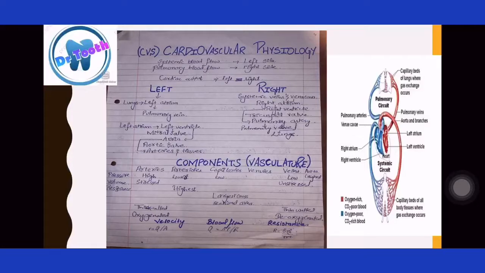So we came to know that on left side we have mitral valve and aortic valve, and on right side we have tricuspid valve and pulmonic valve. Move on to next topic.